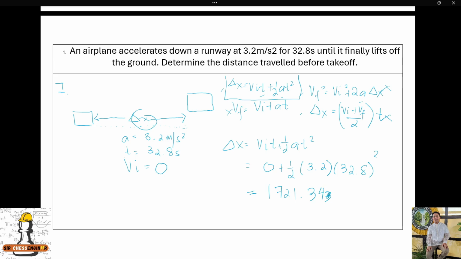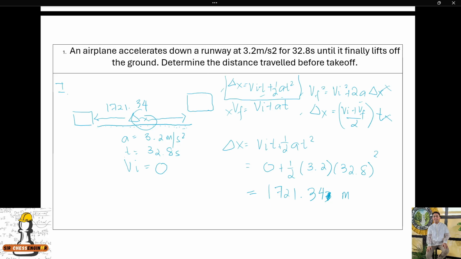Okay, 1,721.34 meters. So, meaning to say, our airplane will run a distance of 1,721.34 meters before it takes off into the sky. So this is how we solve kinematic equations.